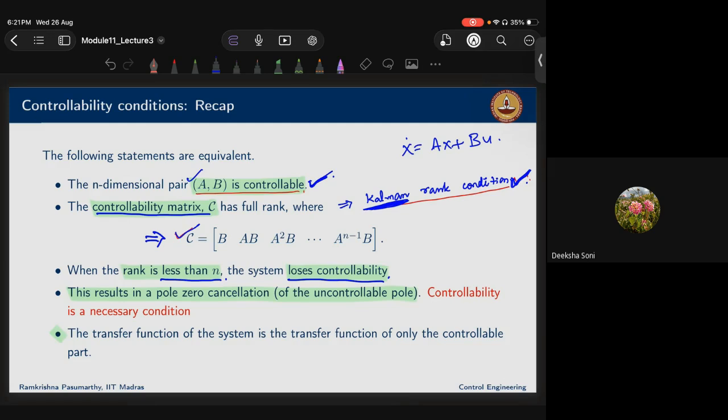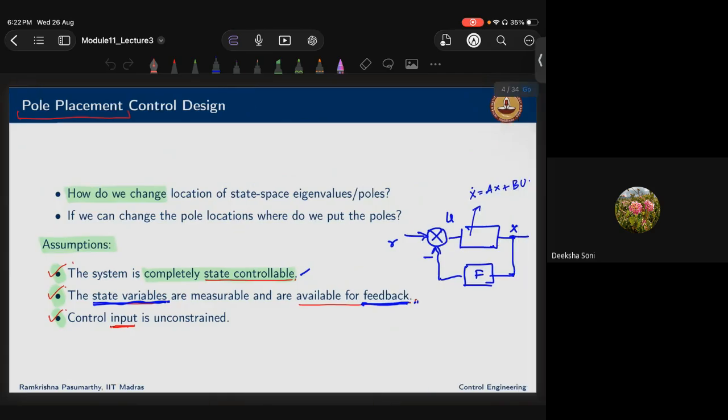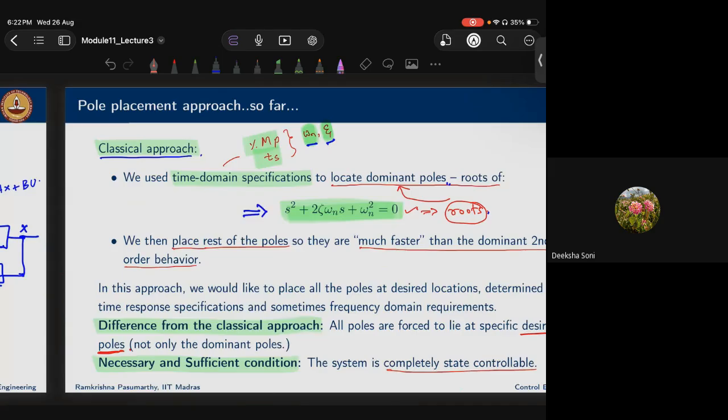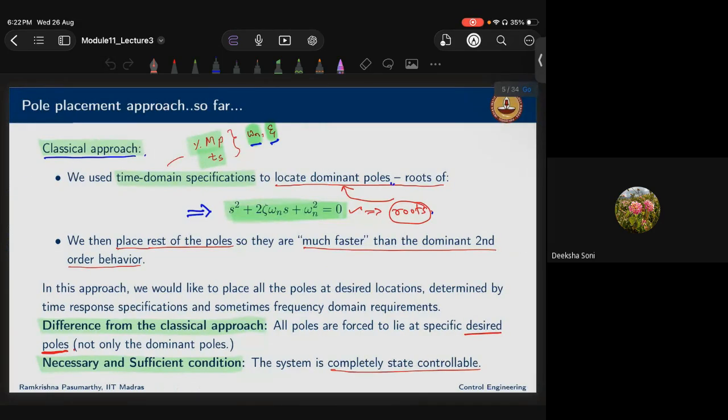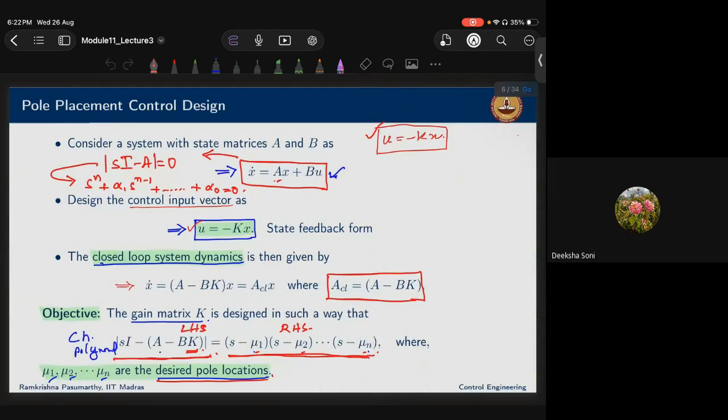So before designing pole placement, we must check whether the system is controllable or not. This is the step. Once we decide that the system is controllable, there are other assumptions: it means that all the state variables are measurable. Then we go for the pole placement. So basically, what is pole placement? First, we have x dot is equal to ax plus bu.